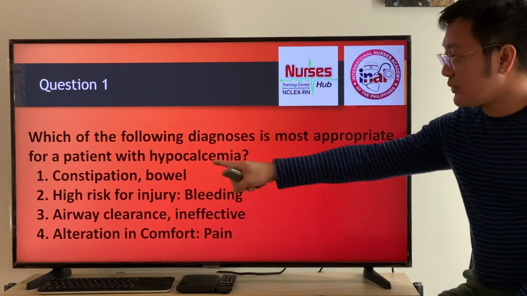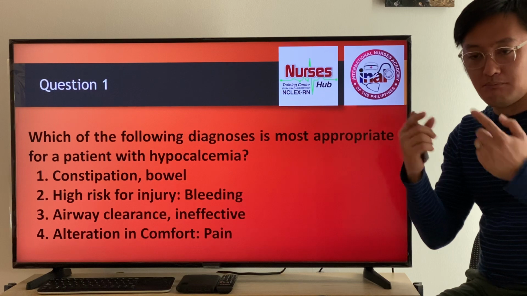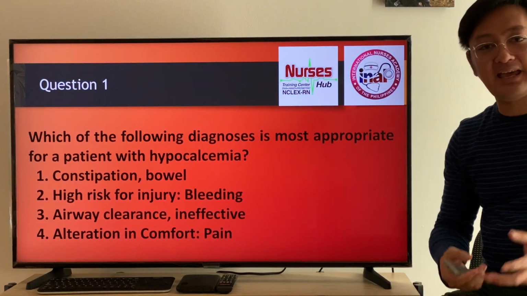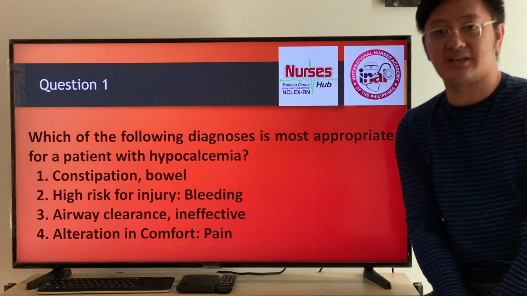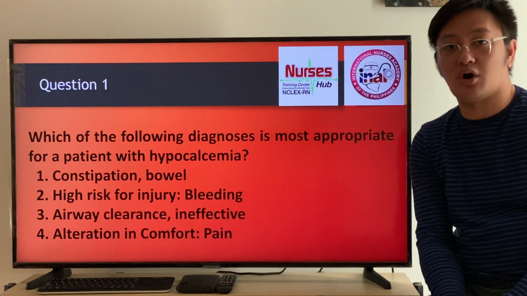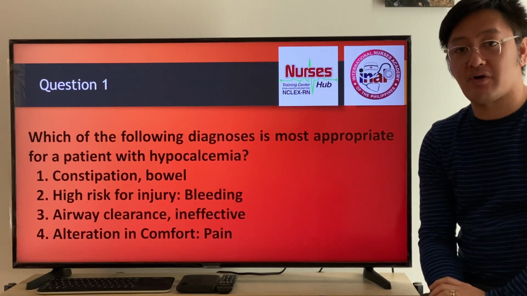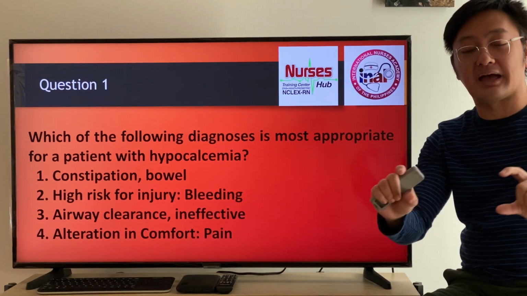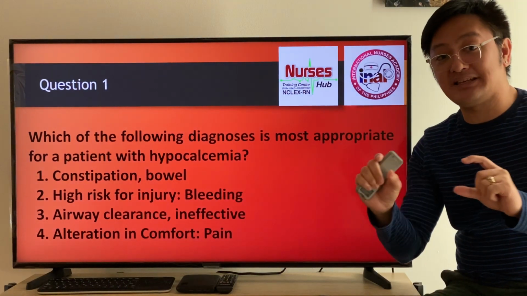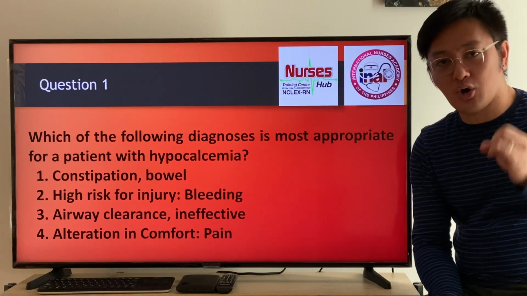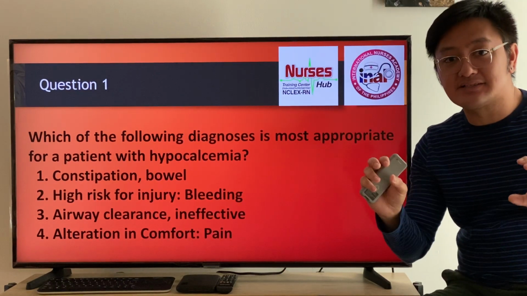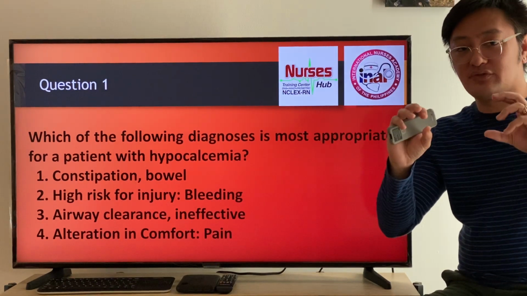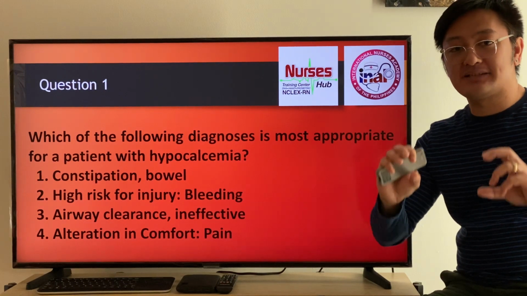Let's say we keep 2, 3, and 4. Now, since it's a question about "most appropriate," it has something to do with prioritization, right? In any qualifying examination about prioritization, we may follow the ABC protocol, or we may follow Maslow's hierarchy of needs. If you still remember Maslow's hierarchy of needs, the lowest part, the bottom area, has to do with physiologic needs. Examples of physiologic needs are air and water, right? The second layer is psychologic, okay?